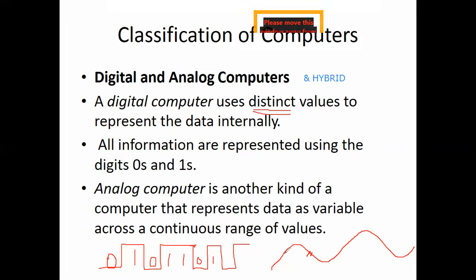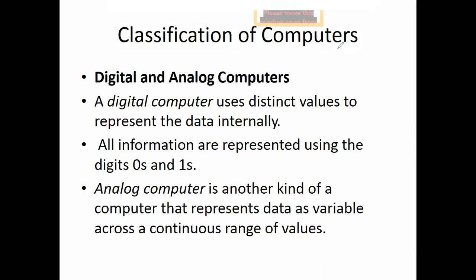The third class of computers that we have is hybrid computers. Hybrid computers combine the characteristics of both digital computers and analog computers. Okay, so in terms of data handling, these are the ways that you can classify computers. Now let's move on and look at another way of classifying computers.